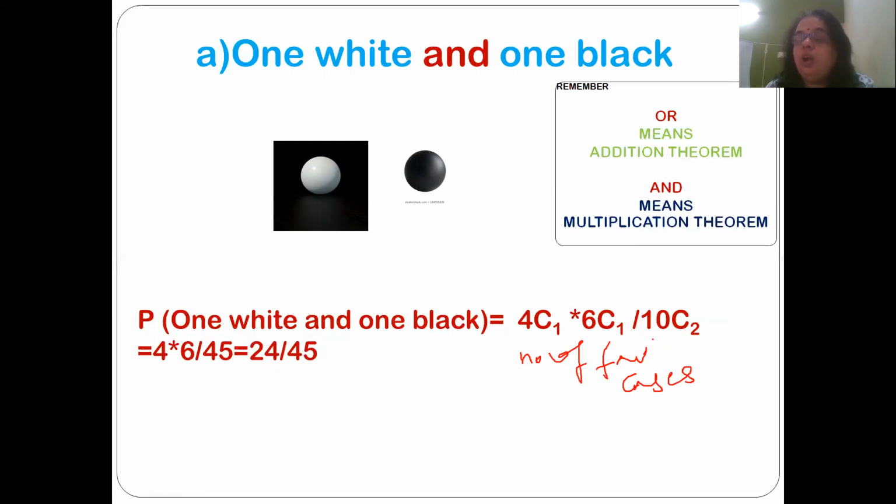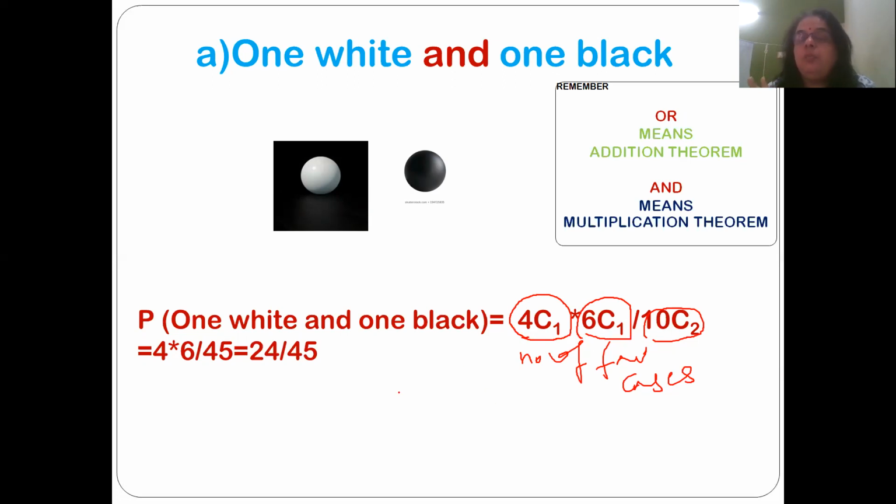total number of cases will not change because it is 10C2. 2 balls are drawn out of 10 balls. Here, one of them has to be white and another should be black. Means one white ball can be selected out of 4 white balls in 4C1 ways, and one black ball can be selected out of 6 black balls in 6C1 ways. 4C1 into 6C1 by 10C2, that is equivalent to 4 into 6 by 45.